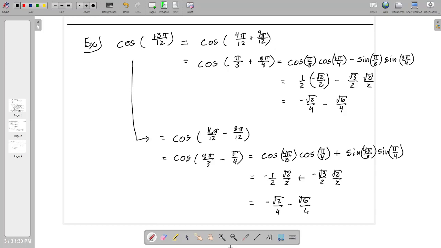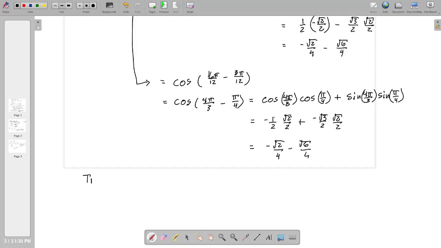Just in case you were having a little bit of trouble with that one. So go ahead and try one now on the accompanying worksheet. Find sine of 17 pi over 12. This one I think you can use the addition formula pretty easily.